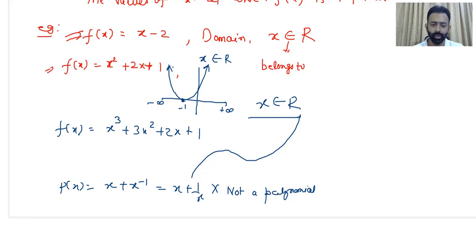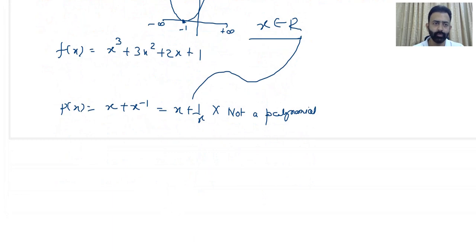Now what about, consider a function f(x) equal to 1 over x minus 1.